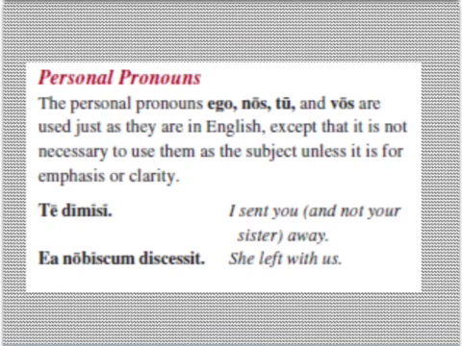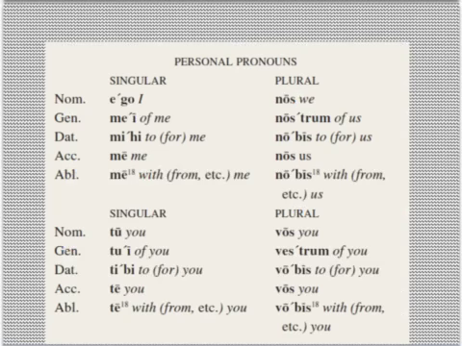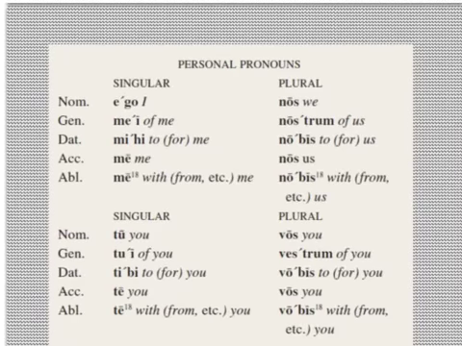Personal pronouns refer to the first and second person. These are substantives that we've learned before. So we can talk about ego, which is I, nos, which is we, tu, which is you singular, and vos, which is you plural. The personal pronouns decline as follows. Ego, mei, mihi, me, and then the plural is we: nos, nostrum, nobis, nos, nobis. And then you is tu, tui, tibi, te, also vos, vestrum, vobis, vos, vobis.